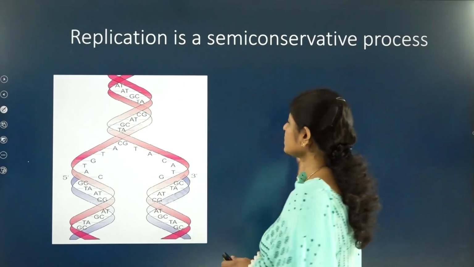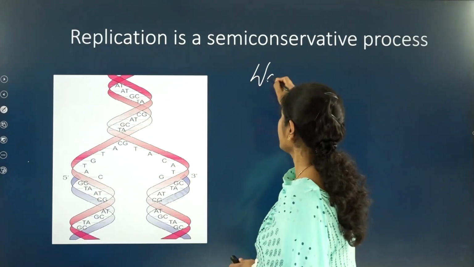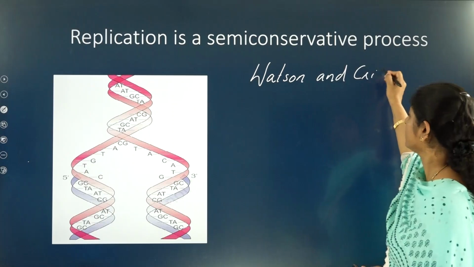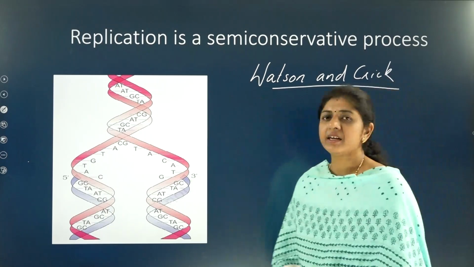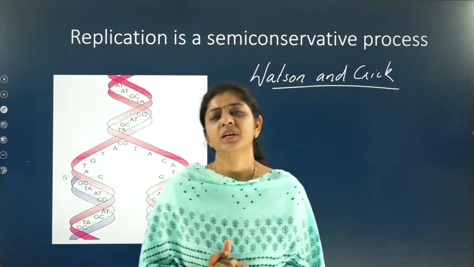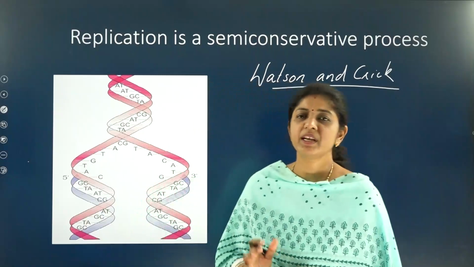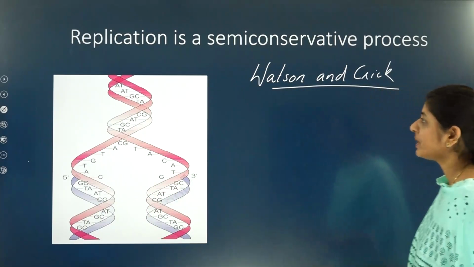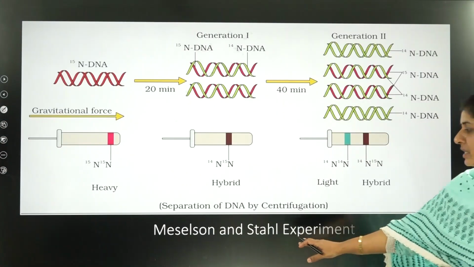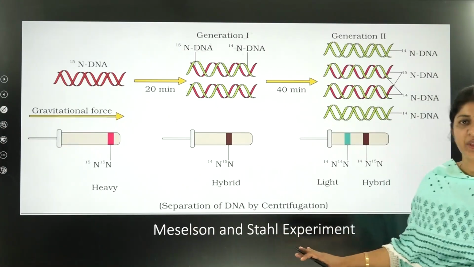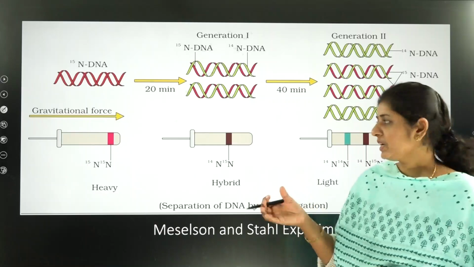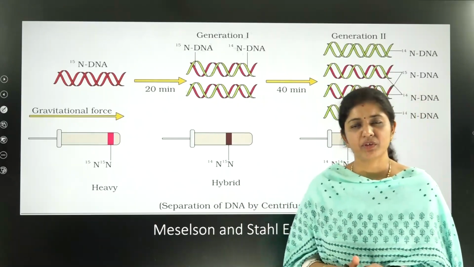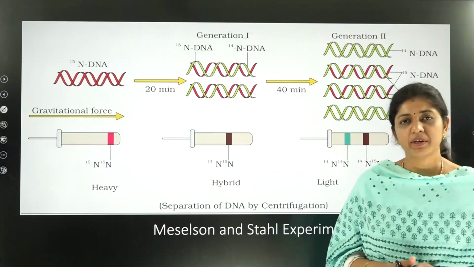And who had proposed this thing? That is by Watson and Crick. Watson and Crick proposed that replication must be a semi-conservative process, but they never proved it by any experiment. This was experimentally proved by the scientists Meselson and Stahl. Let's talk a little bit about this experiment, then we can proceed with the machinery and the enzymes which are used in the replication.